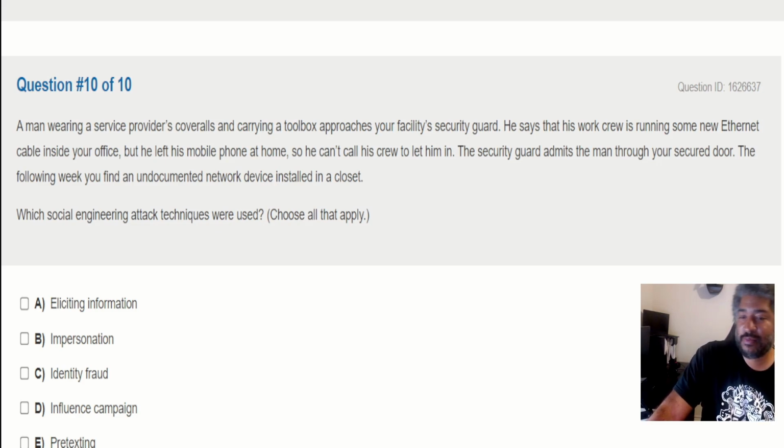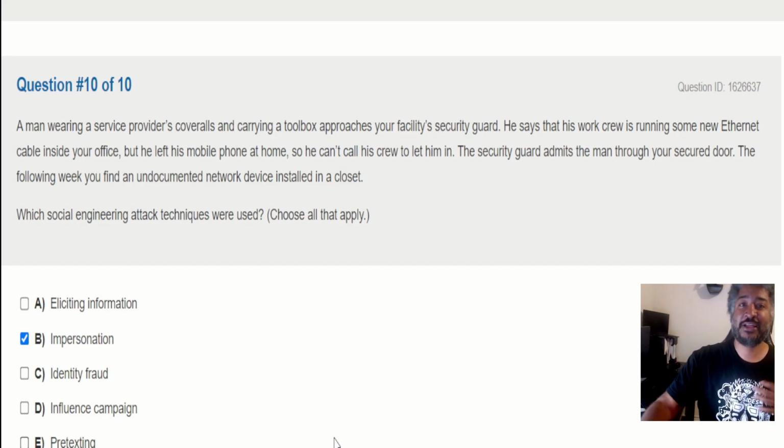So I'll give you a couple of seconds here to formulate your answer. Remember, you're going to be using more than one answer here. All right, so this one's going to be a little bit tricky. So we have someone who looks the part, and they're coming up with a reason why they don't have access to it. If they are acting like someone that they're not, the very first one that we should be thinking of is impersonation.